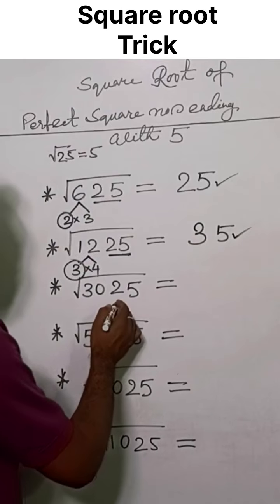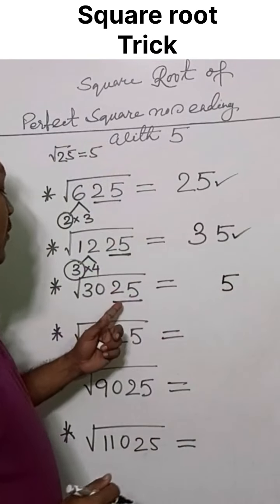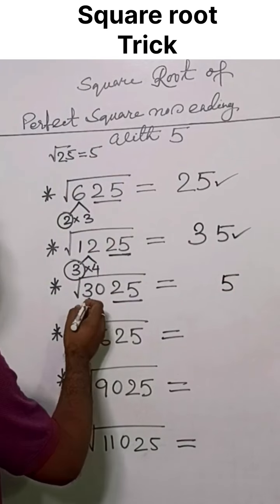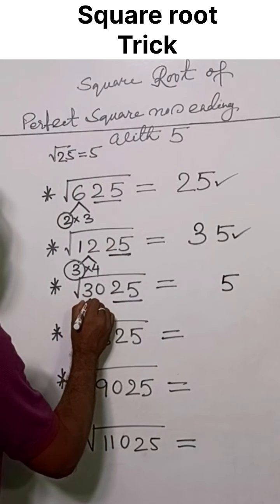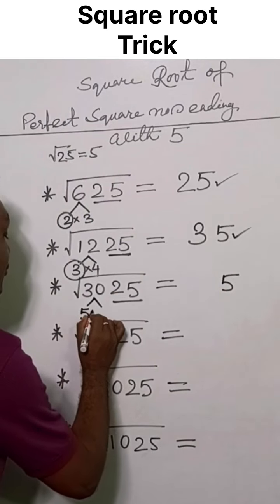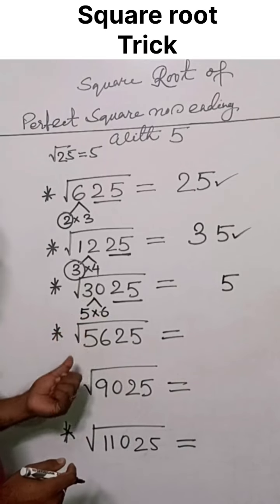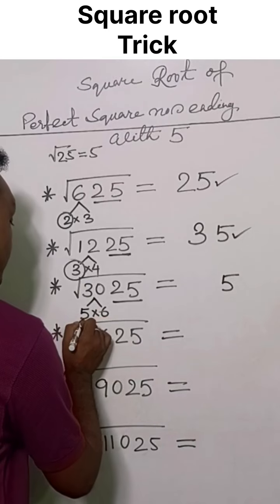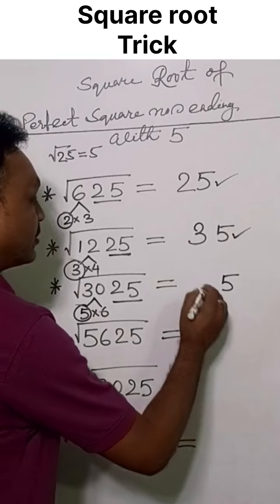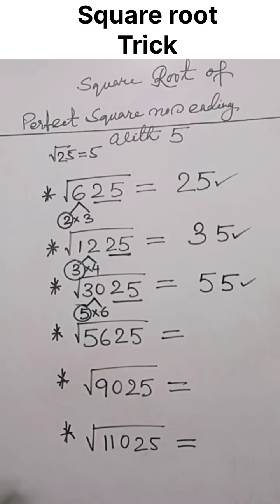Now the next one here is also 25. Directly I will write 5, as you know that the square root of 25 is 5. Now I'll take the factors of 30 in such a way that their difference is 1. So I can write 5 into 6. That is the factors of 30 and their difference is 1. So out of these two numbers, 5 is the smallest number. So I'll write 55 as the answer of the square root of 3025.